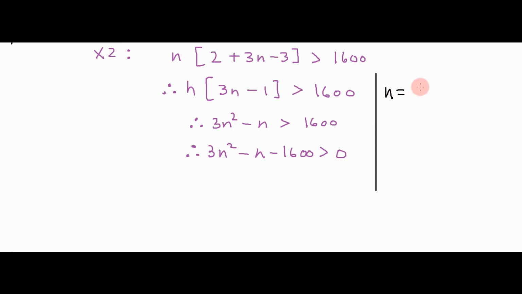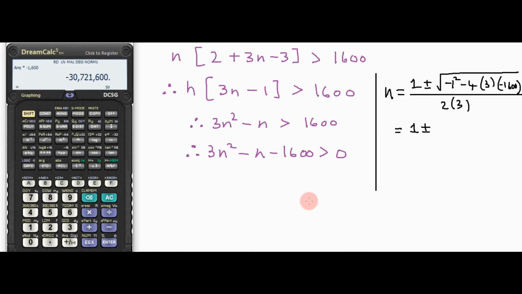So n will equal negative b. B of course is negative 1, so negative b will be plus 1. Plus or minus the square root of b squared minus 4. A of course is 3. So 4ac, and c is negative 1600. And this is all over 2a. So over 2 times 3. So let's see what this comes to. 1 plus or minus. We can first solve the square root.